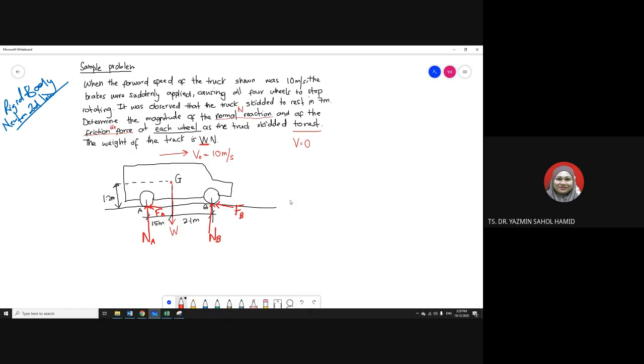The other diagram that we are missing is the kinetic diagram, so we need to draw that diagram. So you need to draw the car again. Sorry, it's not a car, it's a truck. And then here we have MA. Now let's solve this problem.